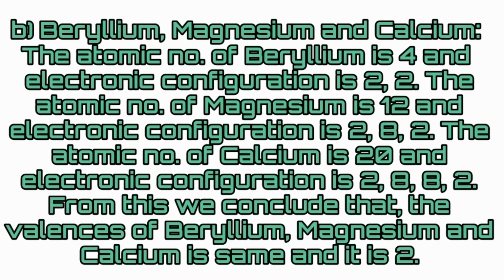B. Beryllium, magnesium and calcium. The atomic number of beryllium is 4 and electronic configuration is 2, 2. The atomic number of magnesium is 12 and electronic configuration is 2, 8, 2. The atomic number of calcium is 20 and electronic configuration is 2, 8, 8, 2. From this we conclude that the valency of beryllium, magnesium and calcium is the same and it is 2.